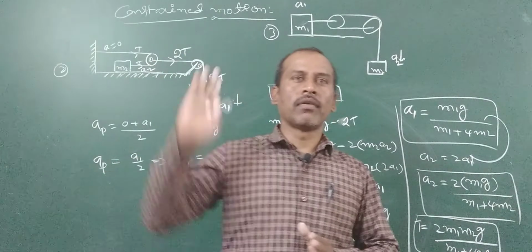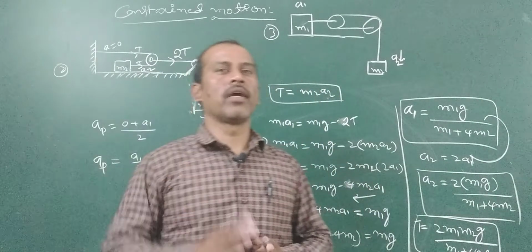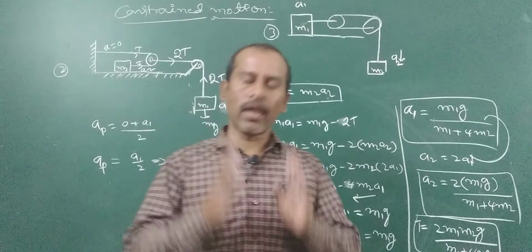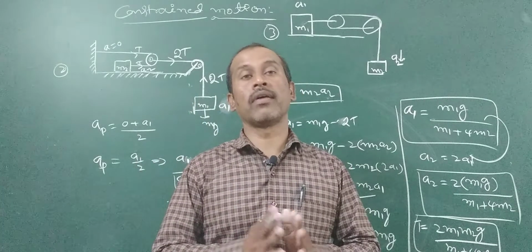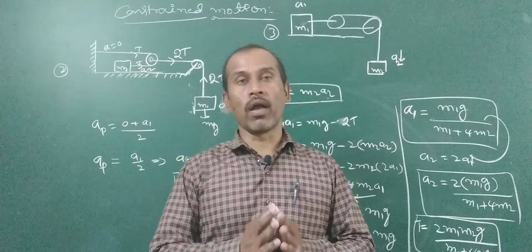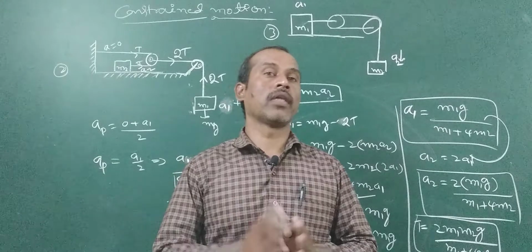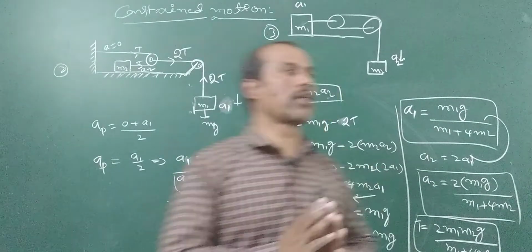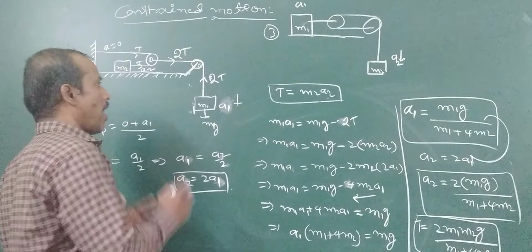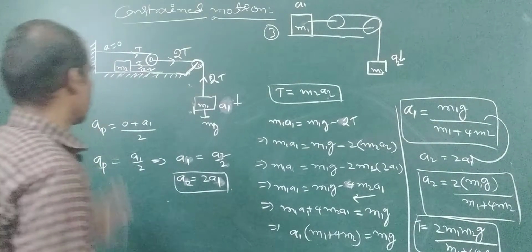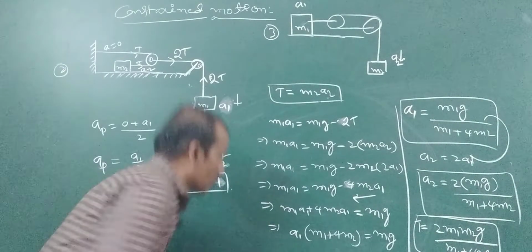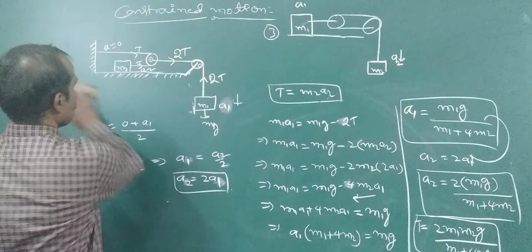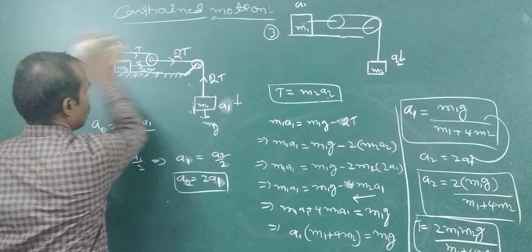After that, the third diagram. Find the acceleration of the two blocks, M1 and M2, and the tension in the string. We find the tension and the acceleration of the two blocks. Now this is clear. Okay, note it.